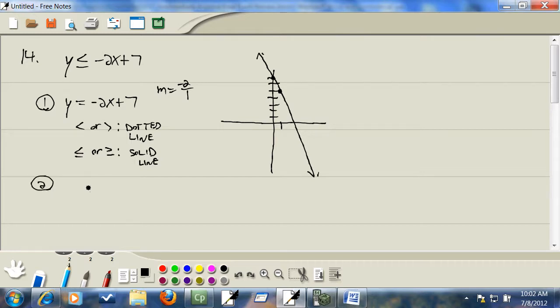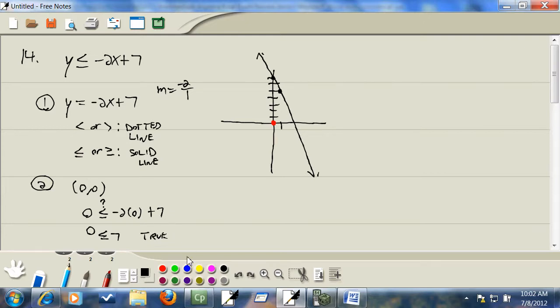Now, our second step in doing it by hand is we want to pick a test case. I'm going to choose 0, 0, this right here. And we're going to plug that back into our original inequality and see if it's true or false. So if I put 0 in for y, less than or equal to negative 2 times 0 plus 7. This is more of a question mark at this point. Negative 2 times 0 is 0, that drops away, so we got 0 is less than or equal to 7, which is true.